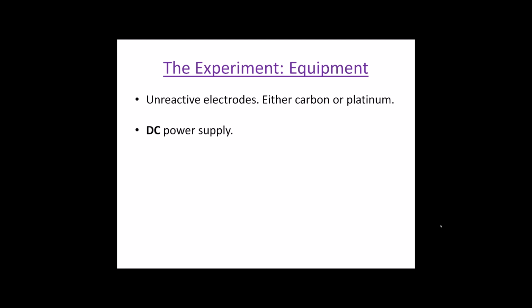You're going to need a DC power supply. DC stands for direct current. It's no good having an AC power supply. In this case, it has to be DC. You're going to have a beaker, an electrolysis vessel. So it could be either a big trough, a small beaker, or a big beaker. It doesn't have to be glass, it could be plastic, it doesn't matter too much.